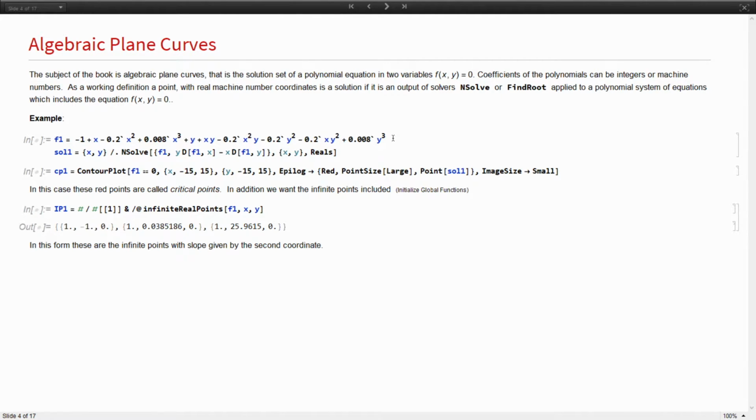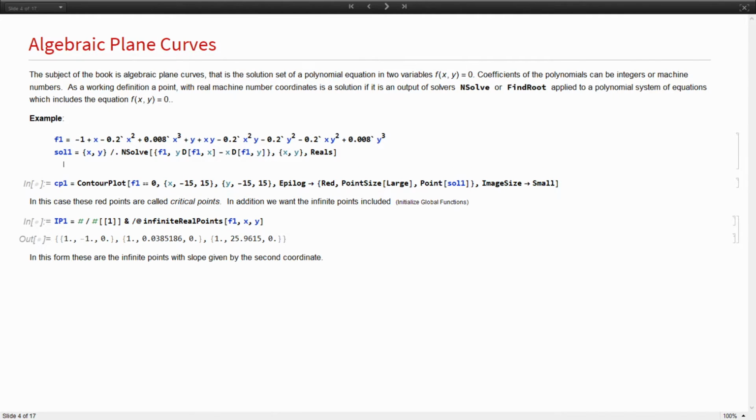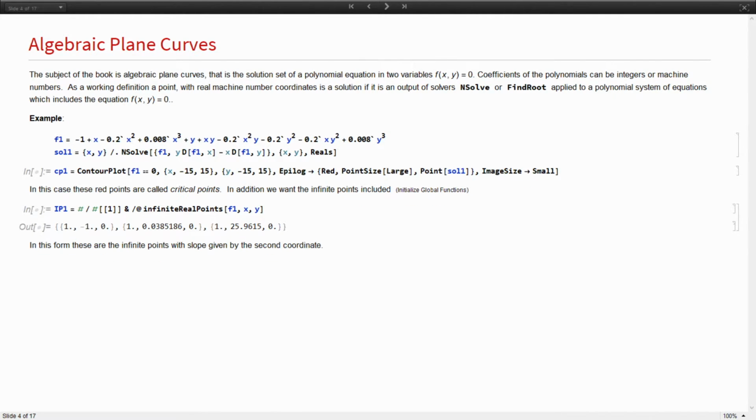Unfortunately, this version left out that paragraph. But basically, if you use NSolve or FindRoot, any output will give you a point on the curve. So we can start out by trying to, oops, no, that doesn't work here on this computer.